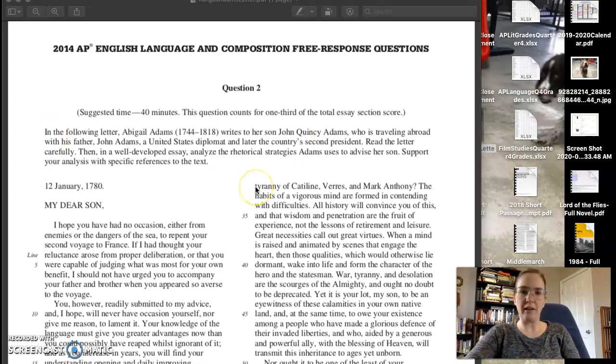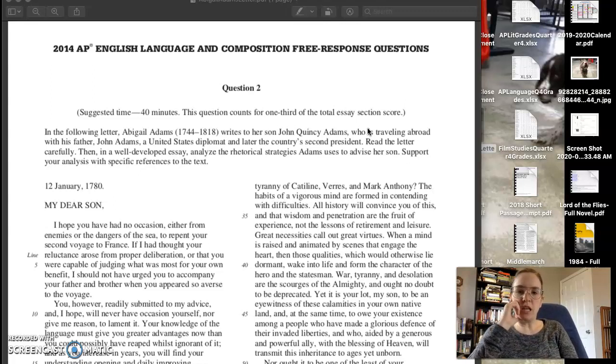It says in the following letter, Abigail Adams writes to her son, John Quincy Adams, who is traveling abroad with his father, John Adams. And you look at the date and it's 1780, so then we know it was shortly after the Revolutionary War. And you know about the Revolutionary War from history class. You know the part that John Adams and Abigail Adams played in that war. And so this gives you so much context going into this piece right here.